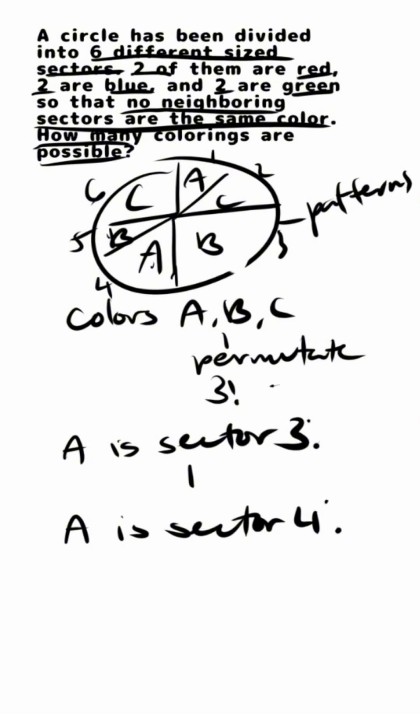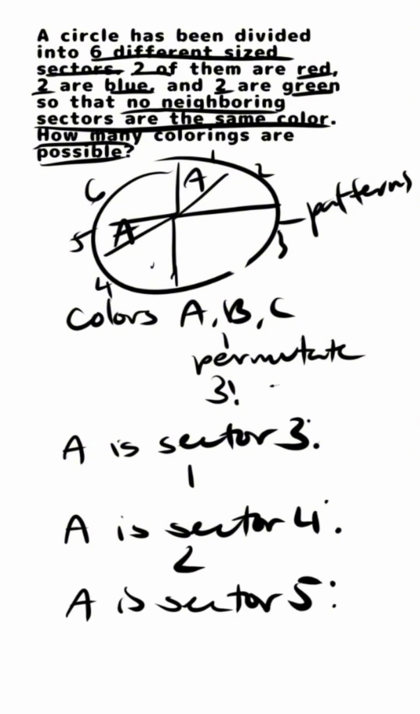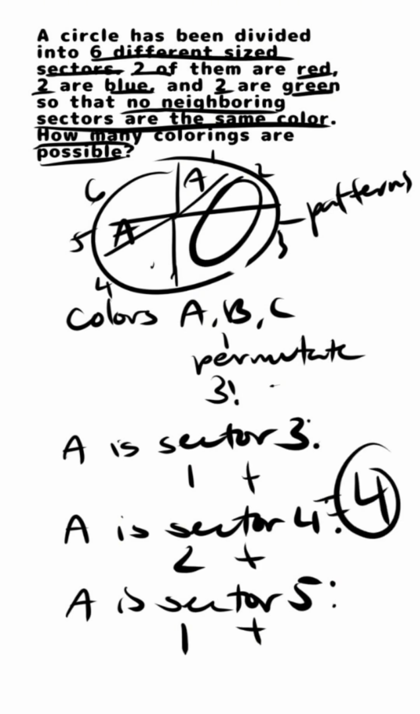Then if A is in sector 5, this is basically congruent to sector 3 since sector 2 and 3 are next to each other and they have to be distinct. This is one case as well, then altogether we have 4 structures and multiplying this by 3 factorial you get 24.